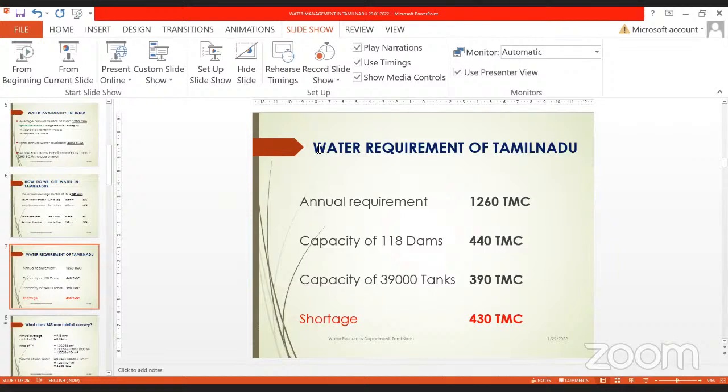Annual water requirement for the entire Tamil Nadu is around 1260 TMC. We have around 118 dams, with one more dam we are building to be completed in 2022. The capacity of all these 118 dams put together is only around 440 TMC, and we have around 35,000 large tanks and some 4,000 smaller tanks. The capacity of all these 39,000 tanks put together comes to around 390 TMC. So the total storage capacity of the entire Tamil Nadu on the surface, that is above ground level, is only 830 TMC, which is the sum of 440 and 390, which means we fall short by 430 TMC.